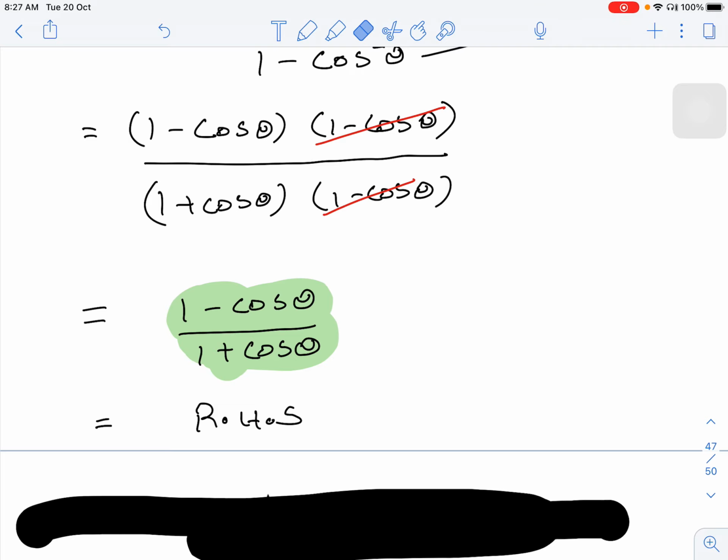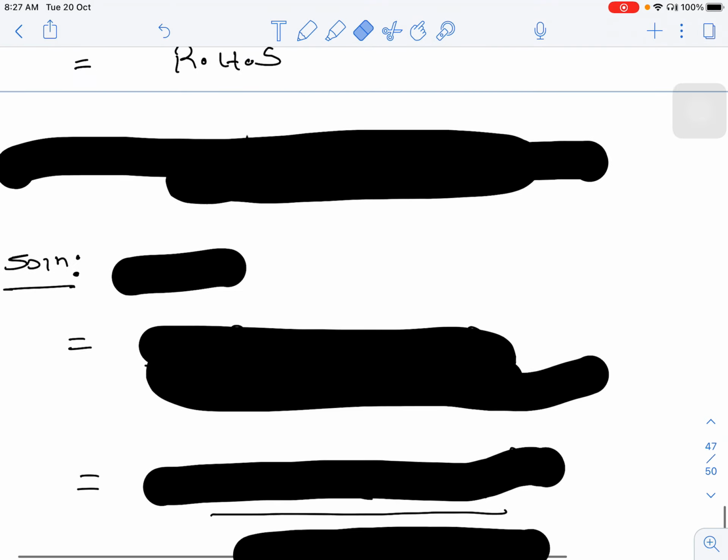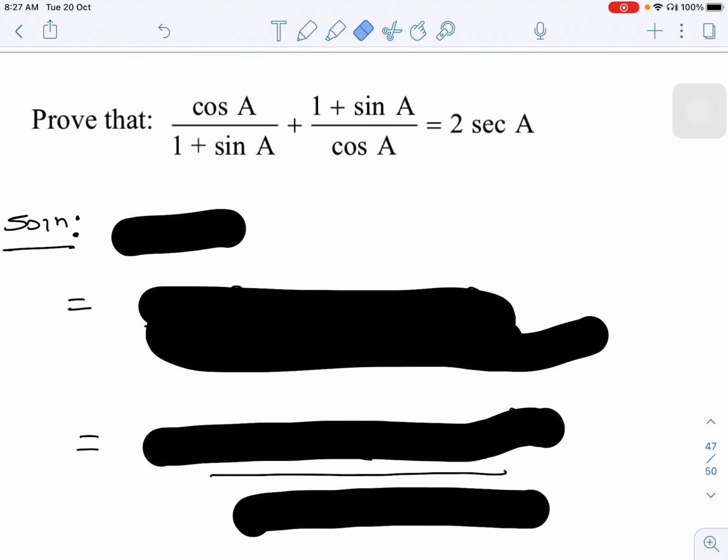Okay, now let us consider one more example. In this example we have to prove that cos A upon (1 plus sin A) plus (1 plus sin A) upon cos A equals 2 sec A.